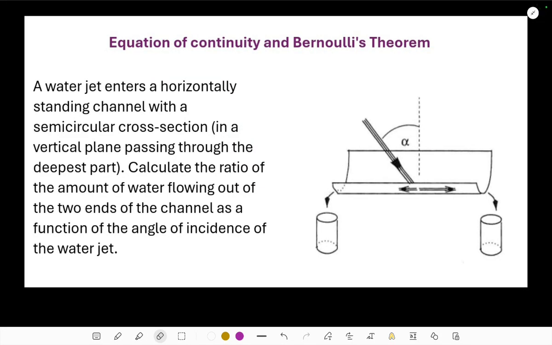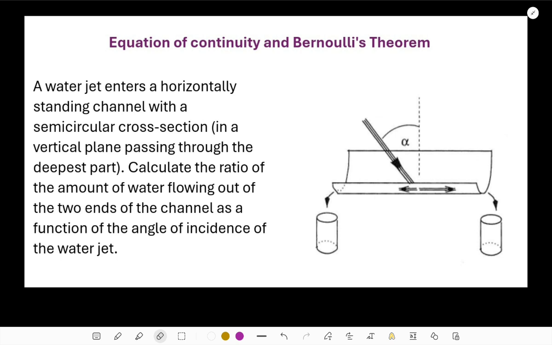Welcome. Here is a new problem at your screen, as you can see, and perhaps the concepts we are going to use to solve this problem are equation of continuity and Bernoulli's theorem.